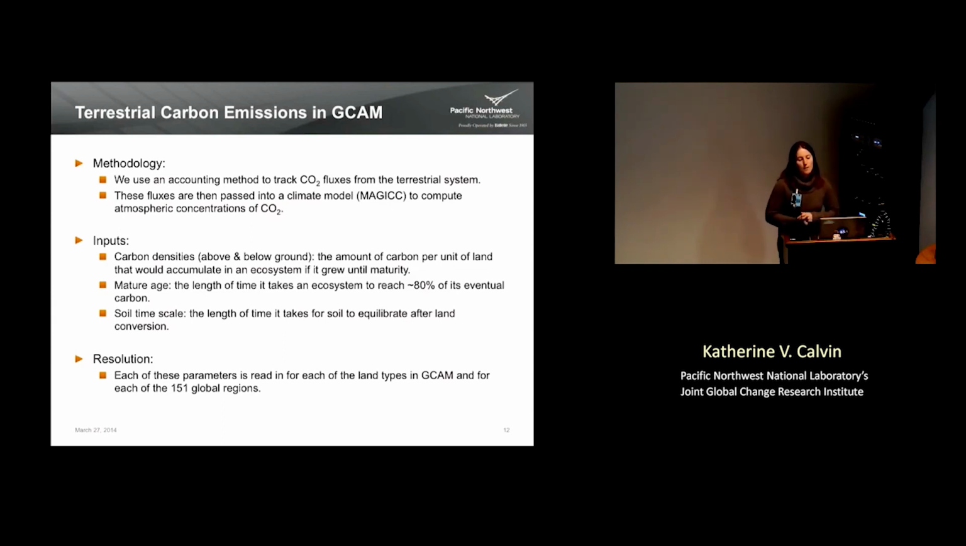And so the resolution of these parameters, it's for each of the land types in GECOM. So we have different parameters for the different crops. We have forest, grassland, shrubland. But we read it in as an average for each of the 151 agriculture and land use regions. So it's a fairly coarse resolution. So we need averages across larger areas. And the data we currently use is just from some reports, they're not spatial data that we're starting from. We're starting from some reports, I think largely from Houghton, that aggregate regions and land types.